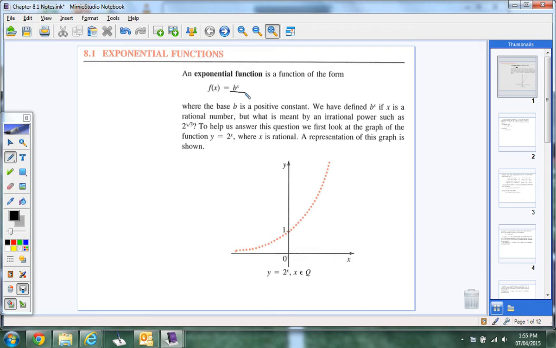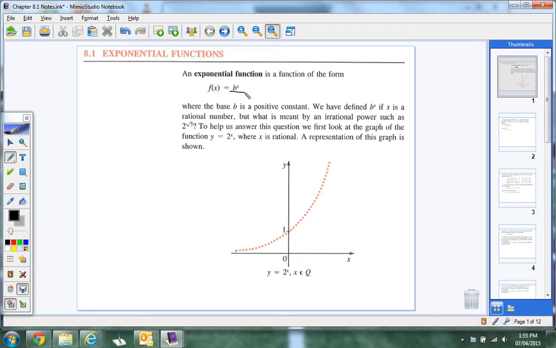So we can define b to the x if x is a rational number, but we can also define it essentially when it's not rational. Like we can do 2 to the root 3. If you put 2 to the root 3 in your calculator, you'll get a decimal, and it actually lies in that line. So on this next slide we're going to talk about why that's possible by looking at it from both sides of root 3. Okay? So that's what we're going with.